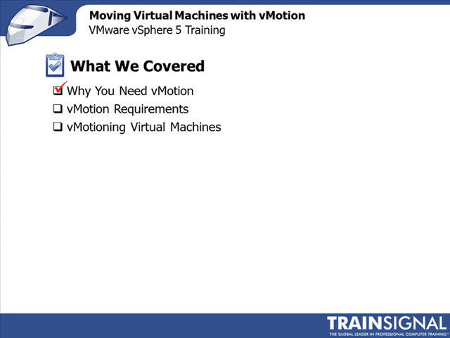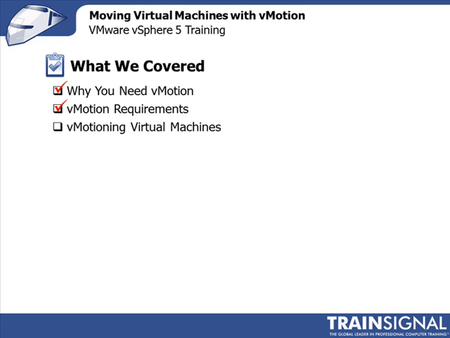Even though it's a very popular feature, it has a number of very strict requirements. You need to have a specific software license. You need to have CPU compatibility. You need to have shared storage where you keep your virtual machines. The virtual machines need to have access to the same virtual machine network port group on each of the ESXi servers, the source and the destination. And then each of the ESXi servers needs to have its VMkernel interface enabled for vMotion in order for your vMotion to succeed.